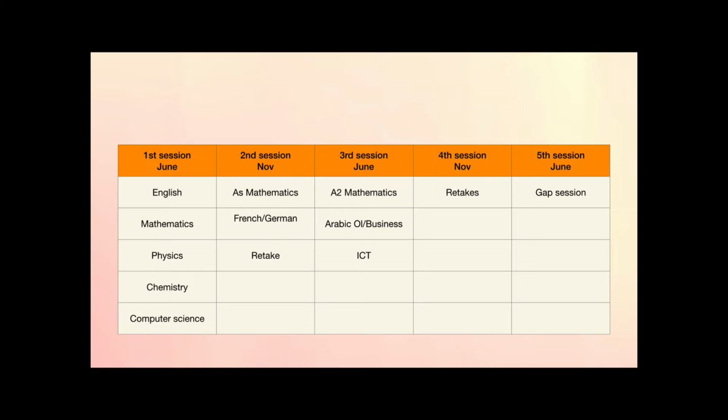In the second session, November, the student can start AS Math in addition to one of the languages, maybe French or German. And if he wants to do a retake for the previous session, he may take a third subject as a retake. The third session, June, the student can take A2 Math in addition to Arabic O-level or business and ICT.